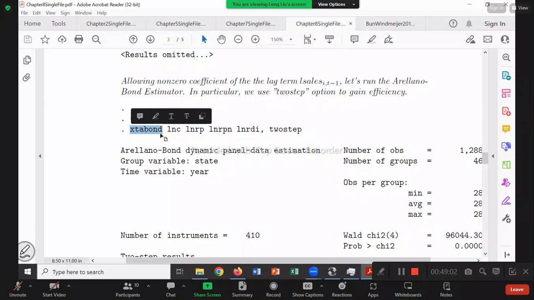To me, it's too ambitious, because it tries to make this feature available, that feature available, many, many features available, so that if you check out the help file, it's really, really long and complicated. My suggestion is to just use the original xtabond, unless you really want to do some really complicated version. You don't have to use xtabond2. xtabond2 is too complicated to use. To keep our story simple, just use xtabond. That's a detail.